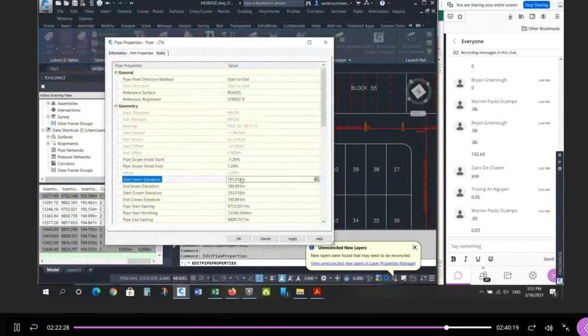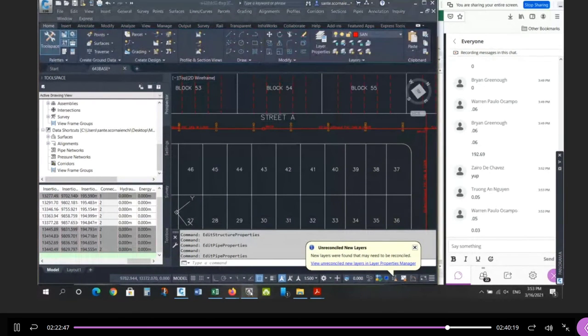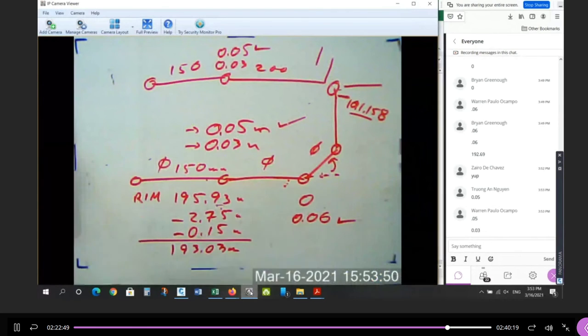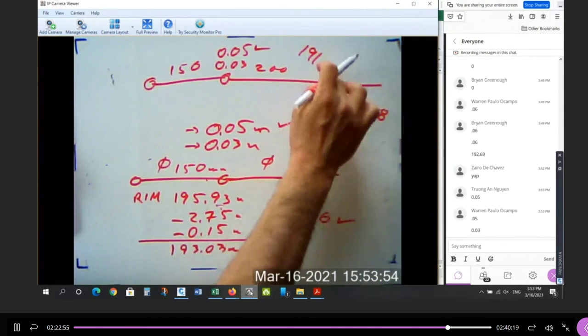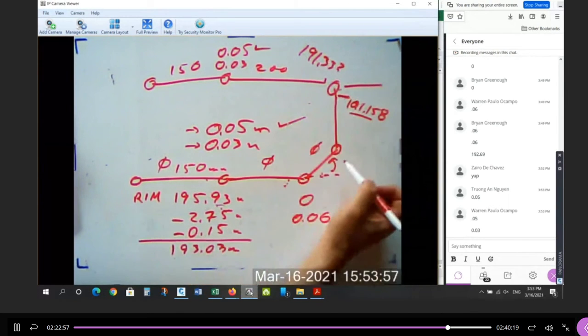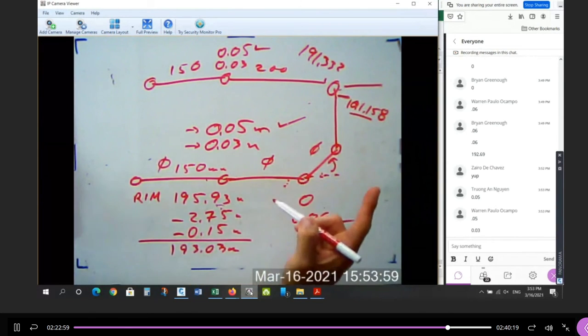So I'm going to take this and subtract 5. So 81 subtract 5 is 75. Sorry, 76. Apply. Hold the start. I'm going to go down at negative 0.5%. Apply. Now I have an end of this pipe. I'm going to copy it. 191.332. If we go back to my sketch, this invert is 191.332. Okay, so now I need to do this twice.